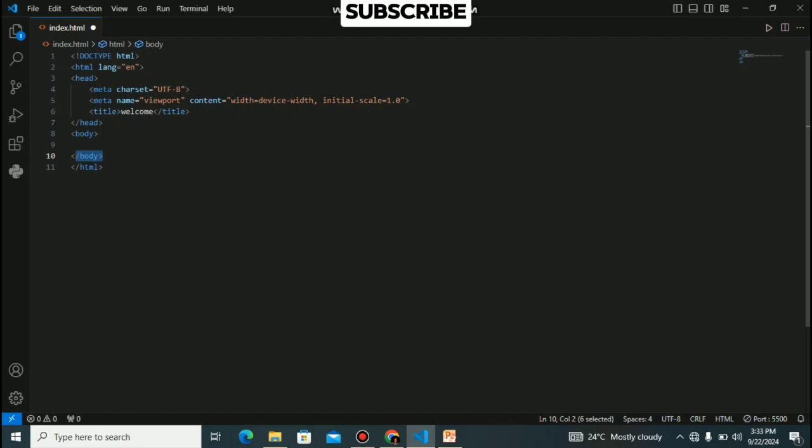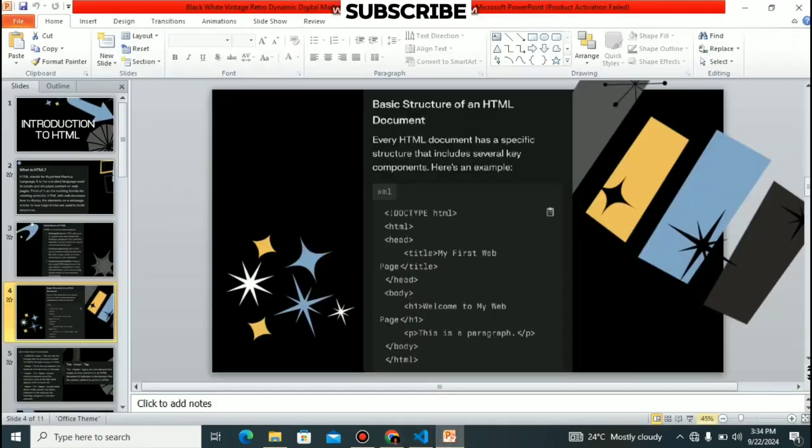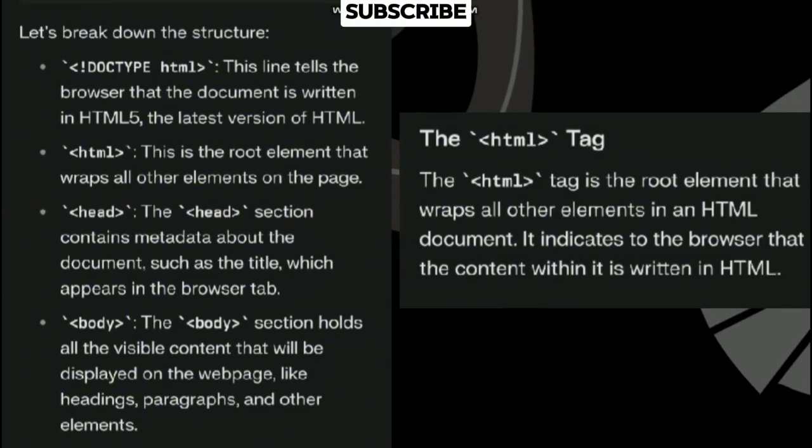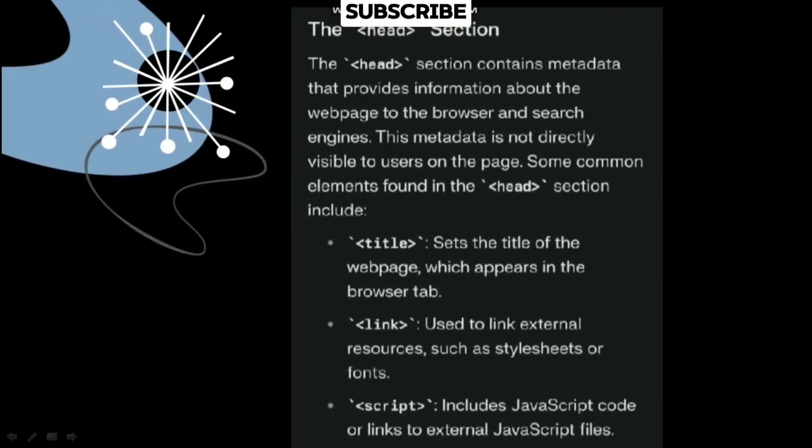All right. Now, going back to our slide. Like I already explained, we have the doctype, which tells the browser that the document is written in HTML. We have the HTML tag, the head tag, the body tag, and so on. Please have these things at the back of your mind because you are going to be working with them a whole lot. In the head section, we then have the title tag, the links, the script.